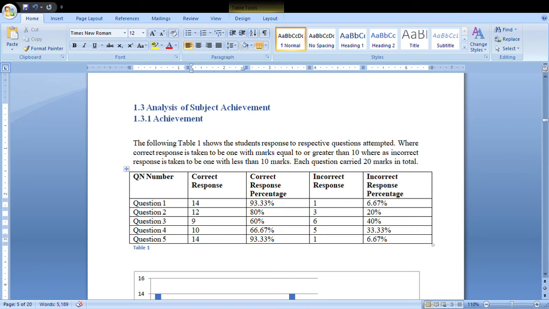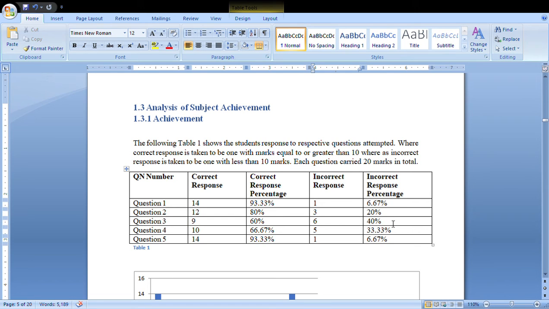So we have 9. To get the correct response percentage, you have 9, and you divide 9 by 15 times 100, and you have 60%. So by having 60%, without even having to do a lot of calculation, we can see that the total correct response for question 3 is 9, and we know that we have 15 students, so if you take 15 subtract 9, you have 6.